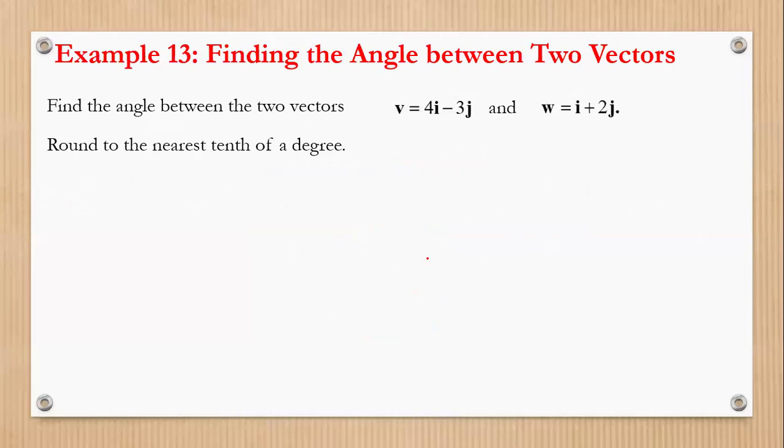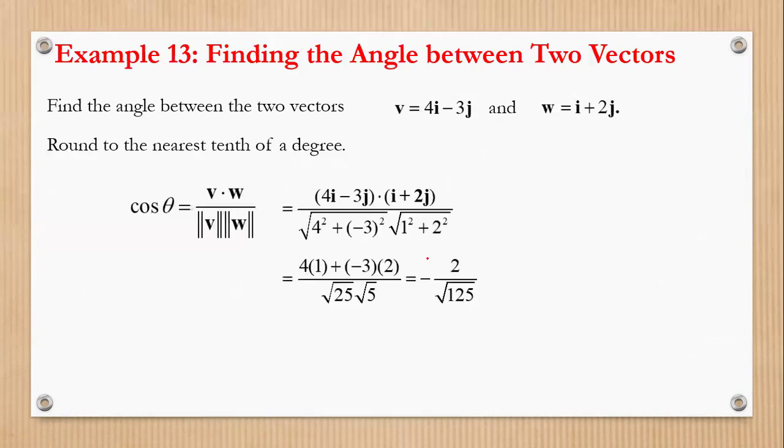So next example, it says find an angle between these two vectors. The two vectors are given to us and we want to find the angle in between. The formula that we have to find the angle is this formula. And for this formula, I need to know the dot product of the two vectors and the magnitude of each of these vectors. So we need to find them first.